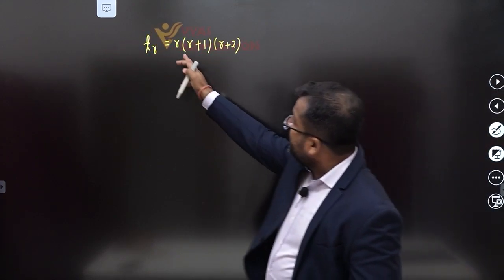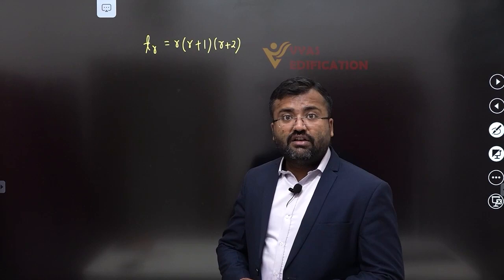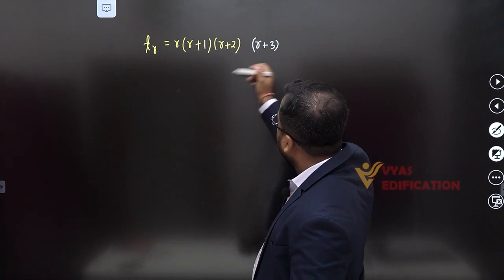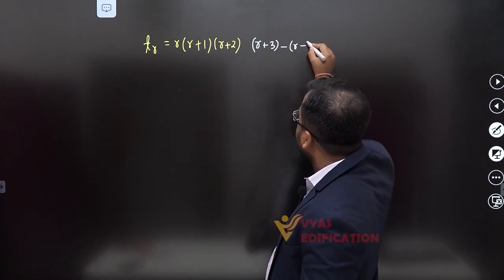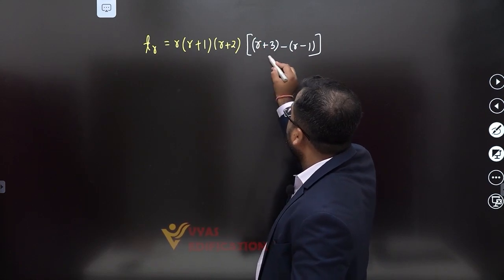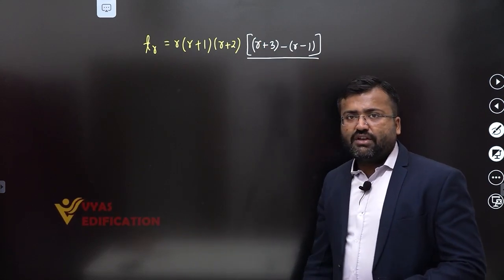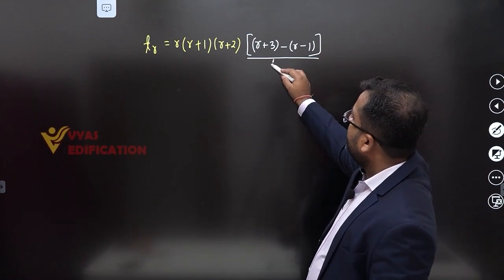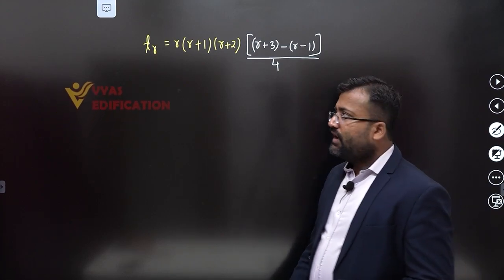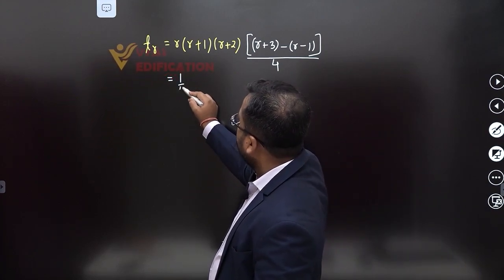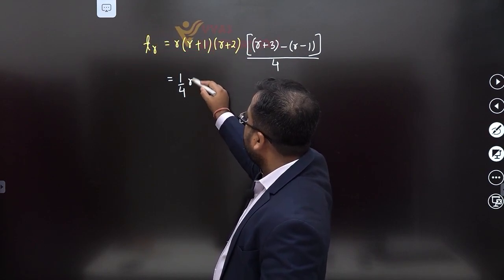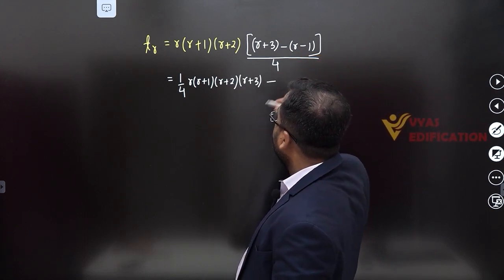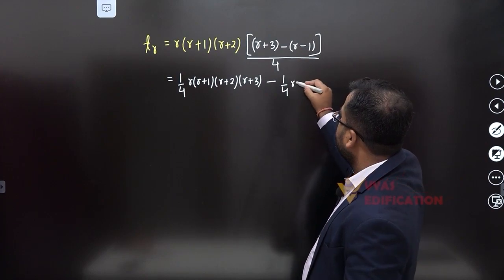If you see, these three numbers are consecutive, right? These are three consecutive terms. So what will be the next term? Next term will be R plus 3. What will be the previous term? That will be R minus 1. Subtract them and divide by whatever you have multiplied with. So R plus 3 minus R will cancel, minus or minus 1 will become 4. So this is multiplication by 4 and division by 4. This is what you get. So this TR is 1 by 4 times, multiply this R plus 1, R plus 2, R plus 3, minus 1 by 4 times this multiplied with this.